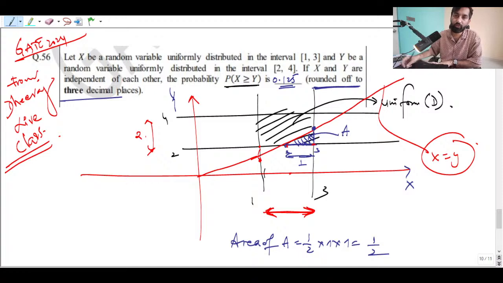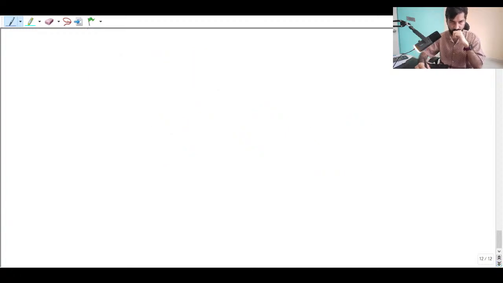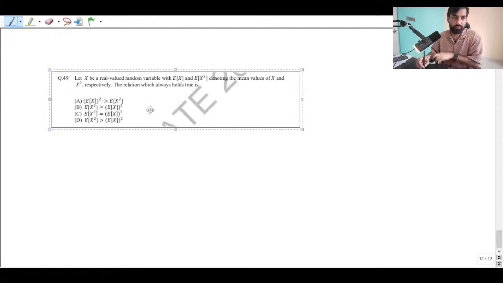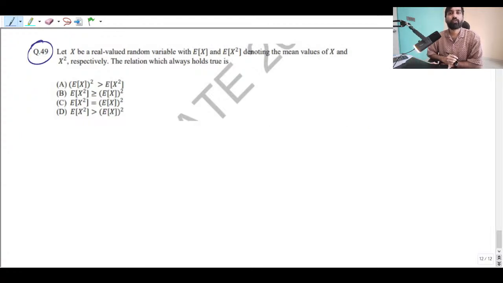Right? देखो एक question और आया था. It was a very easy question, I think. So yes, you see this question. Question number 49, right? Let X be a real valued random variable. So expectation of X and expectation of X square denote the mean value of X and the mean square value, right? That's it. The relation always holds true.